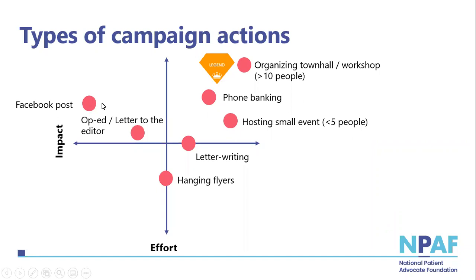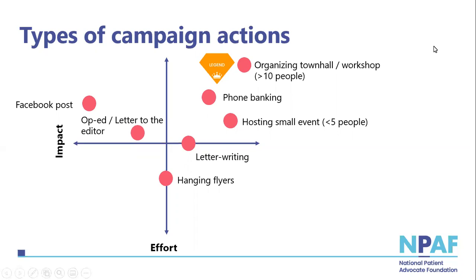Those high impact, low effort actions are here in this first quadrant: posting on social media, or maybe writing an op-ed or a letter to the editor of your local paper. And again, this depends on what people's comfort levels are. Are they more comfortable with hanging flyers? Maybe that might not be such an effort in a type of campaign action that they can do.